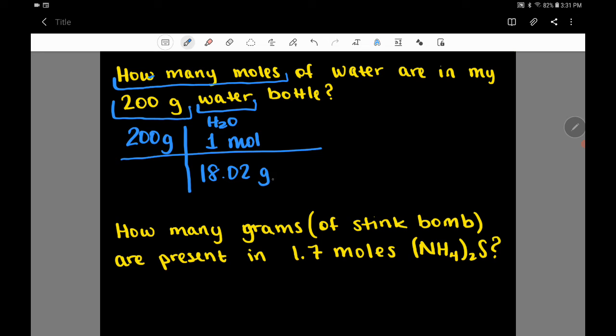And how do we know we put grams on the bottom? It's because when we're given grams, we want the grams on the bottom so it cancels. After this canceling, moles is going to remain on the top, and that's the unit we wanted, because we wanted how many moles given that many grams. So 200 times 1 is 200, and 200 divided by 18.02 is 11.1. What? 11.1 moles of water are in my 200 gram water bottle.